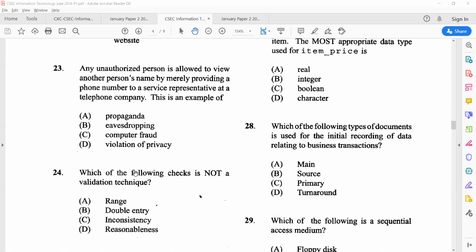23. Any unauthorized person is allowed to view another person's name by merely providing a phone number to a service representative at a telephone company. This is an example of what? Propaganda, eavesdropping, computer fraud, and violation of privacy.